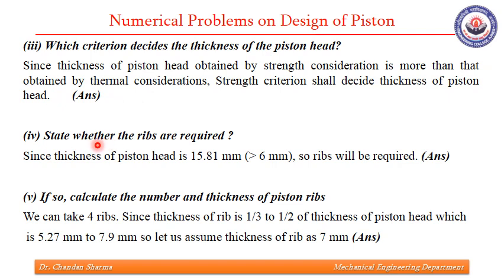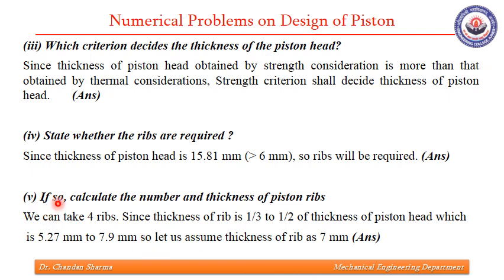So the strength criteria shall decide the thickness of the piston head. Now we need to make a decision whether ribs are required or not. While we learned the design of piston, we saw that if the thickness of piston head is more than 6 mm, ribs will be required, and if it is less than 6 mm, ribs will not be required. Since for the given data the thickness of piston head comes out to be 15.81 mm, which is definitely more than 6 mm, ribs will be required.